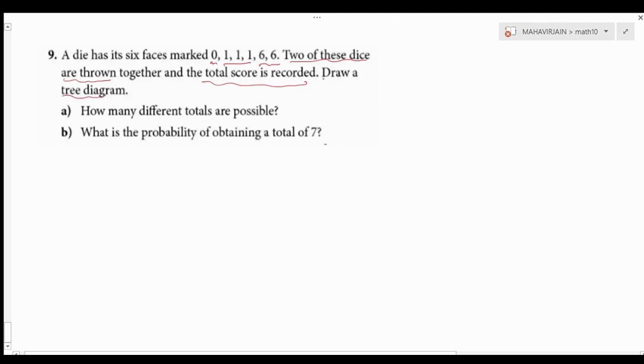So what would be the tree diagram? 0, 1, 1, 1, 1, 6, 6. That way? No, it has to be this way. Simple. You can get 0, or you can get 1, or you can get 6. What is the probability of getting 0? Actually nothing of that kind has been asked as of now, but you can find it. What is the probability of getting 0? Getting 1? Getting 6? Probability of getting 0 is only once out of 6. Probability of getting 1 is 3 by 6. Probability of getting a 6 is 2 by 6.